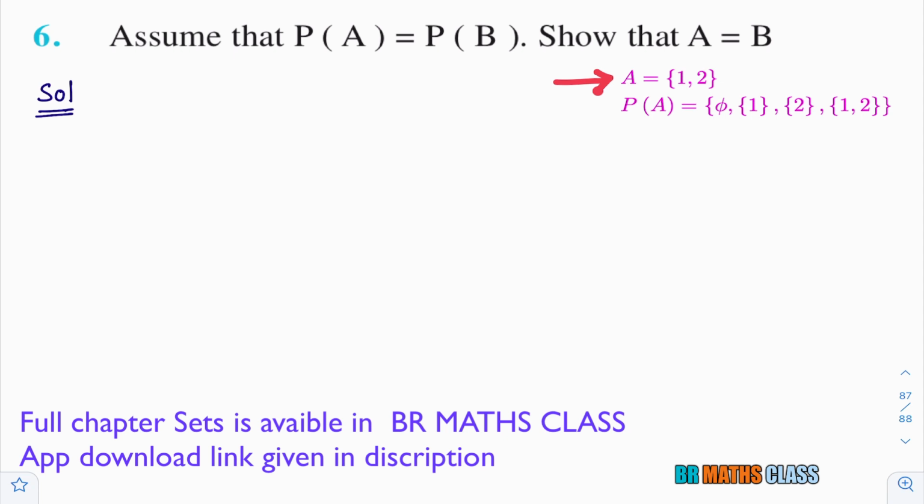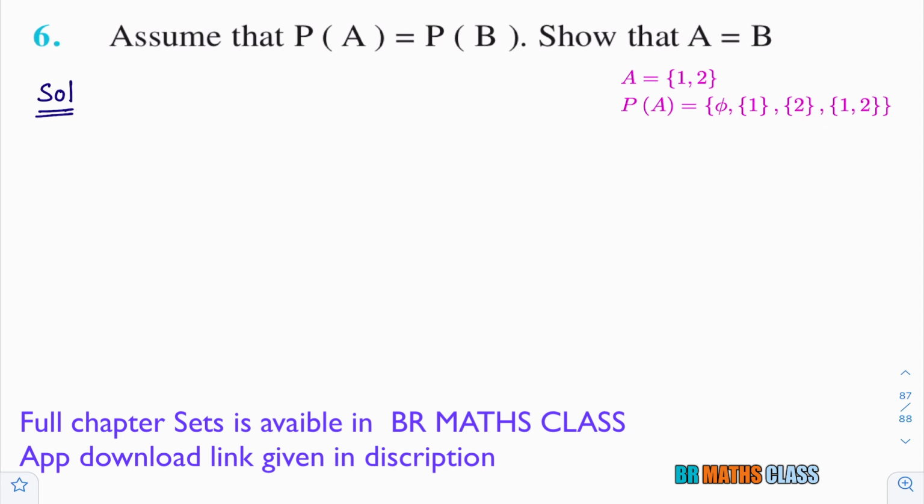I have taken one example here, set A equals {1, 2}. Then what is the power set of A? Power set of A is the set of all subsets of set A. In set A, how many elements are there? 2 elements are there. The number of subsets of A is 2 power the number of elements in set A, that is 2 power 2, so 4 subsets you will get for set A. Here I have written all the subsets of set A.